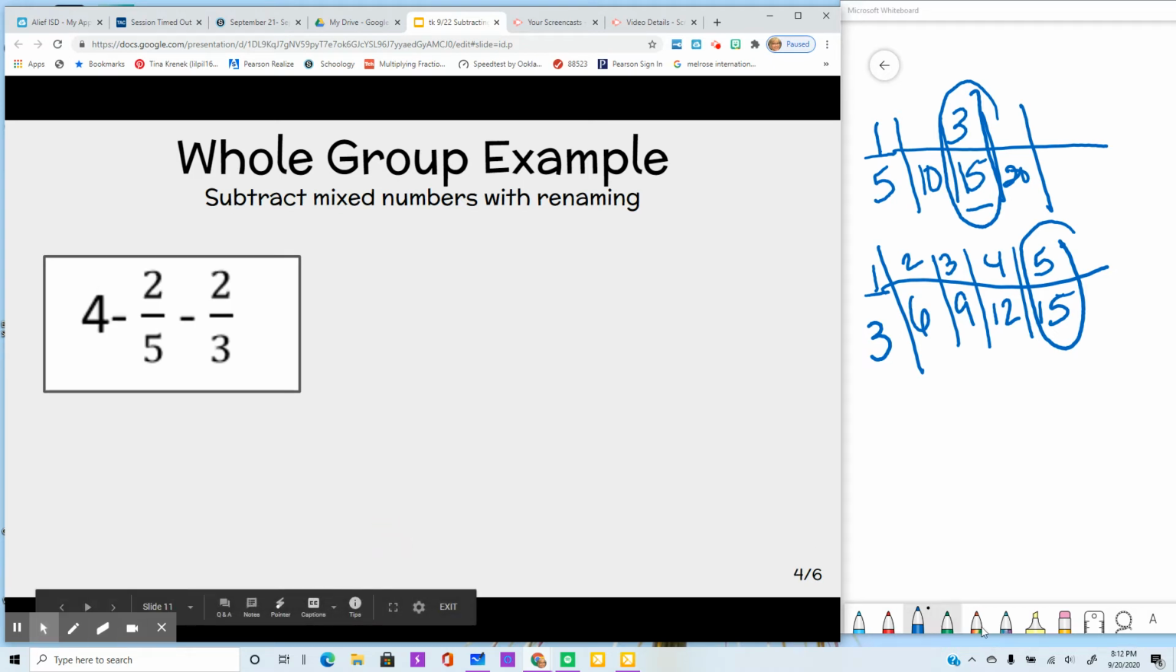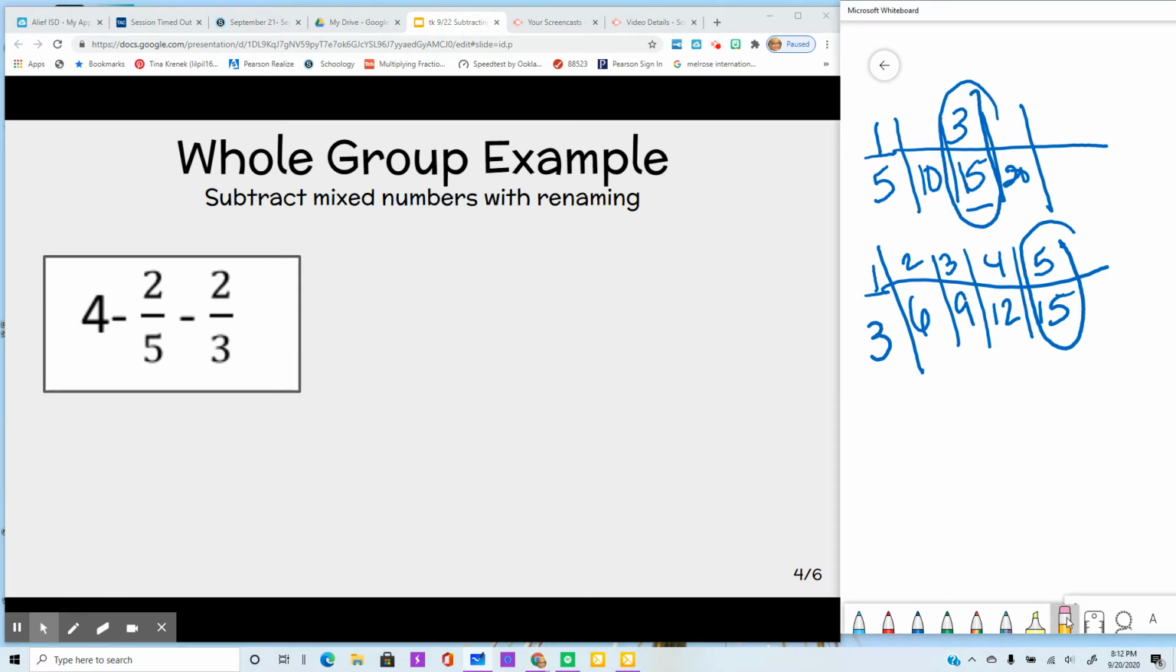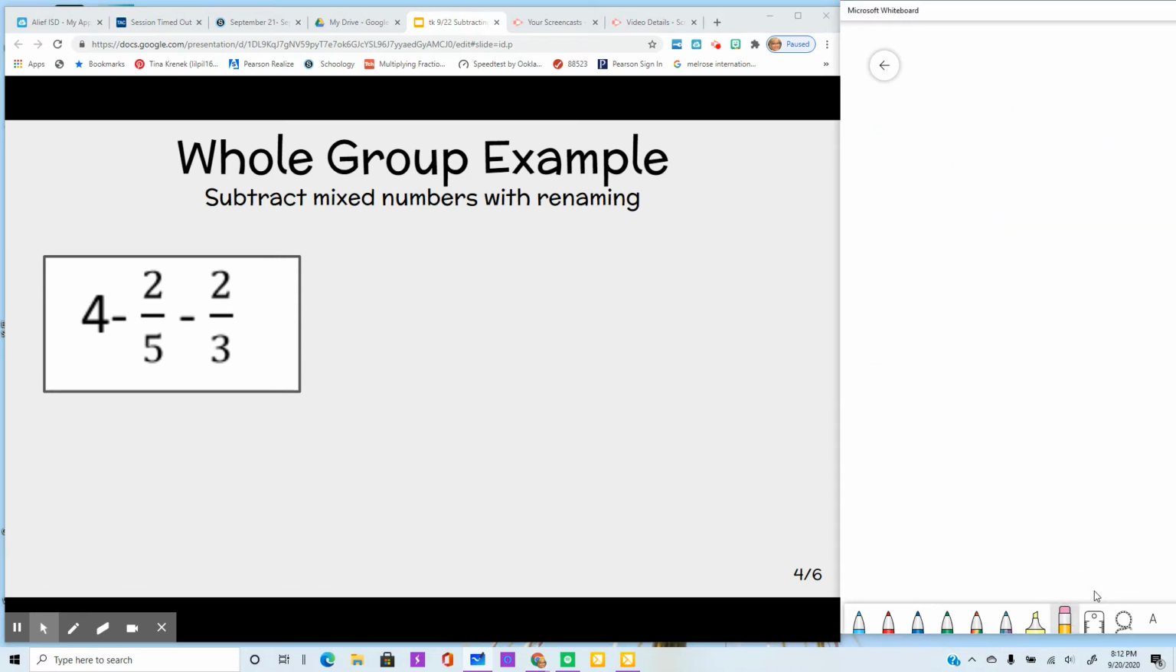All right, this situation's a little bit different. Now we're subtracting 2 numbers. We're subtracting 4 minus 2/5 minus 2/3. So let's first figure out what is our common denominator. I probably could leave this back up here.